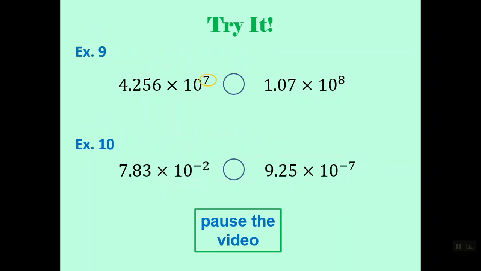All right, I hope you did well. Let's see here, we've got 4.256 times 10 to the 7th power, and we are comparing it to 1.07 times 10 to the 8th power. We again are not going to be fooled by those factors, and we clearly can say that 4.256 times 10 to the 7th power is less than 1.07 times 10 to the 8th power.